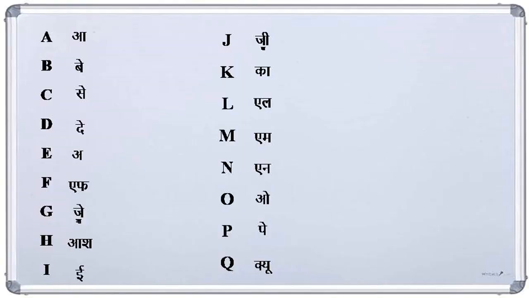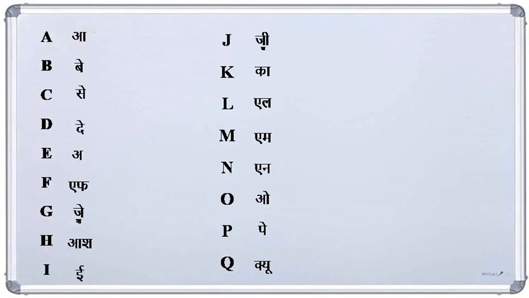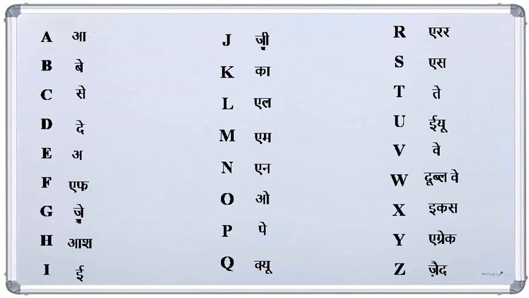Ka, L, M, N, O. These four are same as we pronounce them in English. P, Q, same as in English. R, the R sound is pronounced as R, and it's pronounced from here, from your throat. R, S, same as in English.